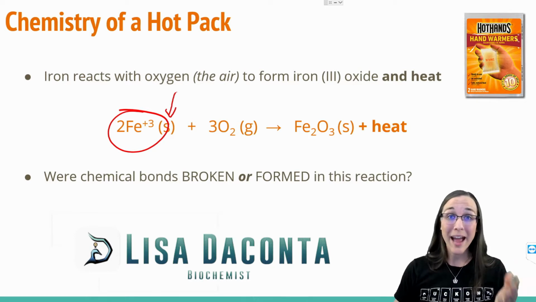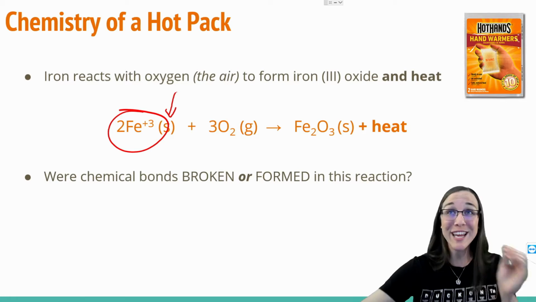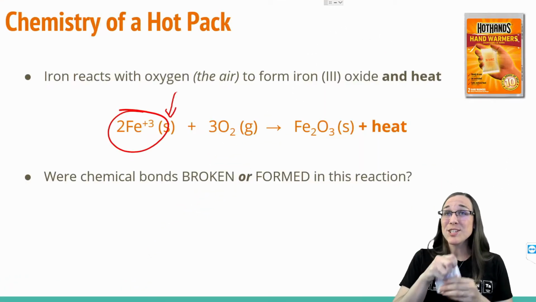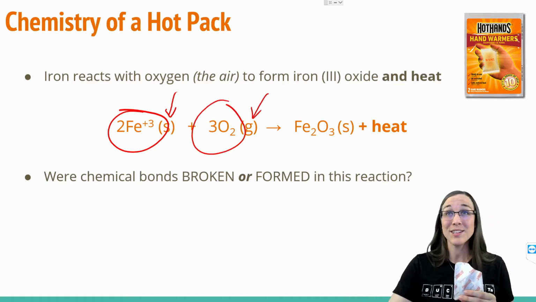Now, in order to activate a hot pack, you have to remove it from its container and shake it around really vigorously. So you shake it, shake it, shake it. Why are we shaking it? We're shaking it so that we can expose it to oxygen in the air, the gas form of oxygen.